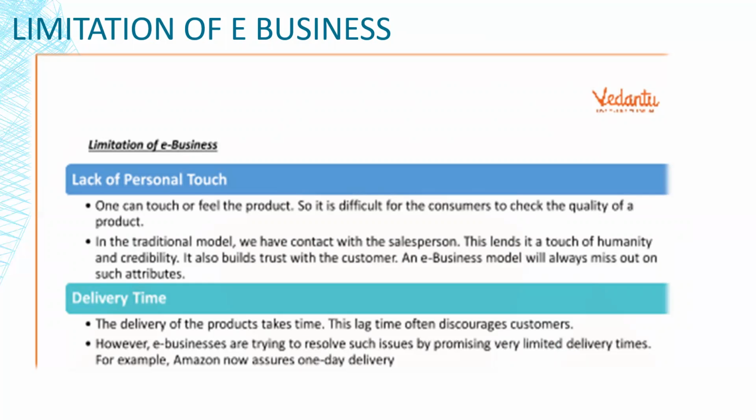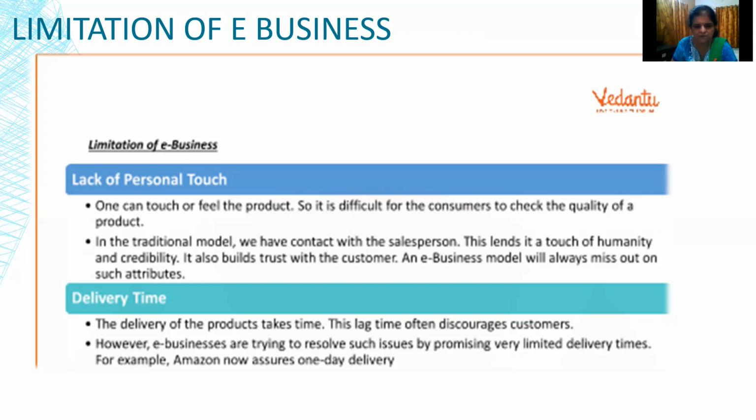Now, there are a few limitations. First is lack of personal touch. You can understand that. One cannot touch or feel the product. If you go to the market and see a top, you say this one is like this, its print is like this, right? We all do that. On a website we say, okay, the material is like that, the color is like that. That benefit you are not going to get over there. You're not going to be in touch with the salesperson. There's no touch of humanity, or touch of credibility. When you go to a shop where you know the shopkeeper, there's a credibility over there.